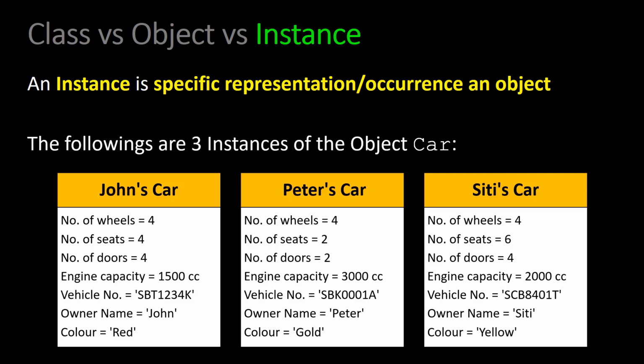They all have four wheels, but some have four seats, some have two seats, and some have six seats. The number of doors may be different. Peter's car has two doors. The engine capacity can be different. John's car is 1500cc, Peter's car is 3000cc, and City's car is 2000cc. The color can be different. The vehicle numbers are different. Owners' names are different. So these are three instances of the object car.